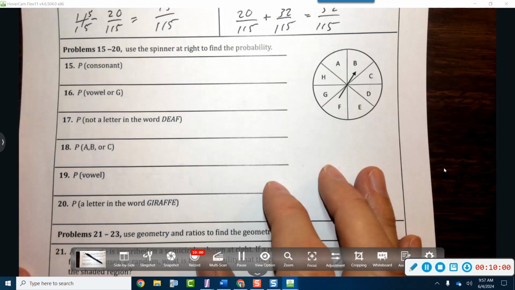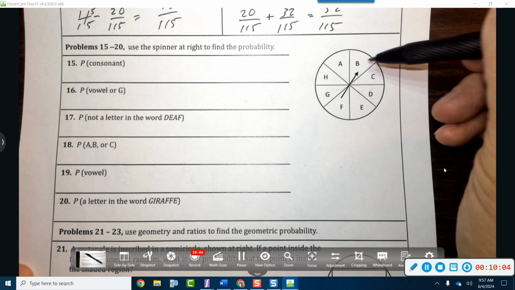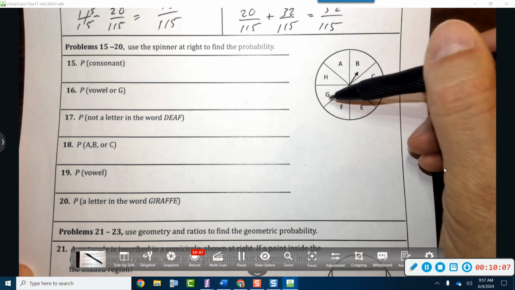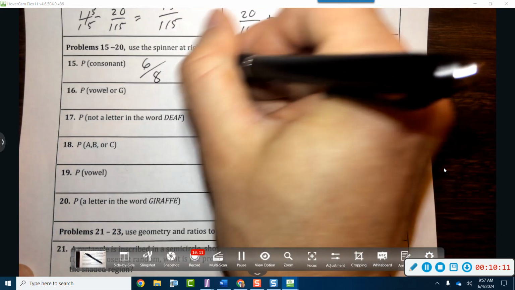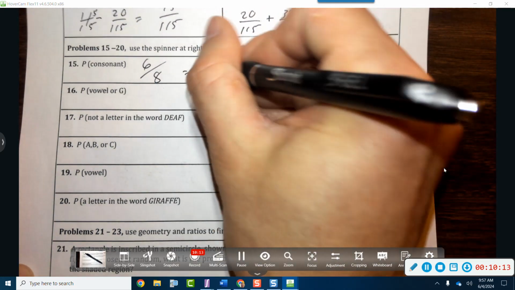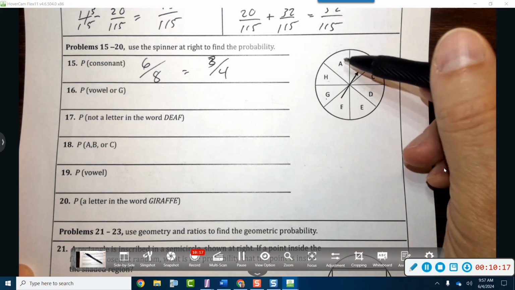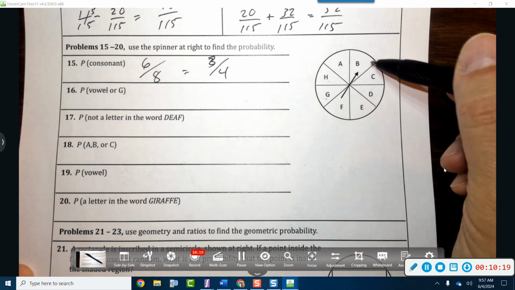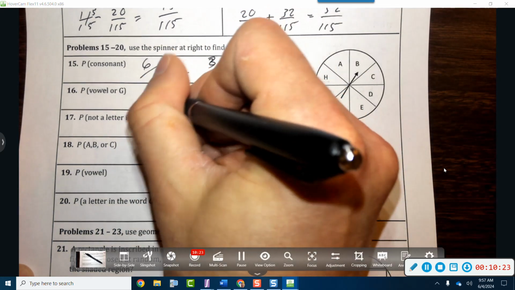All right. So, what's the probability that it's a consonant? 1, 2, 3, 4, 5, 6. 6 out of how many? Looks like we got 8. So that is 3 out of 4. What about a vowel or a G? So 1, 2, 3. So 3 out of 8.